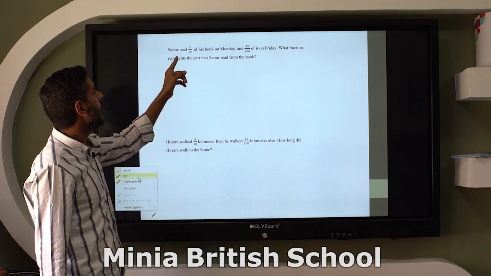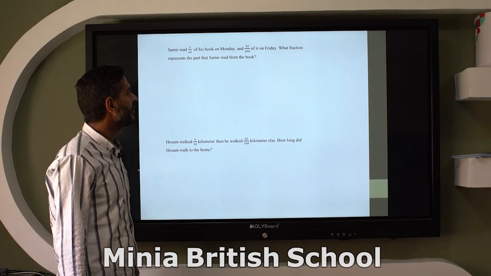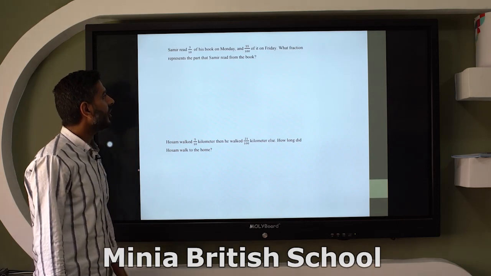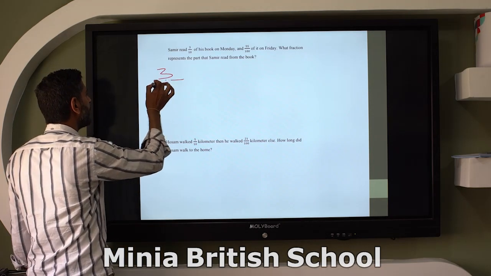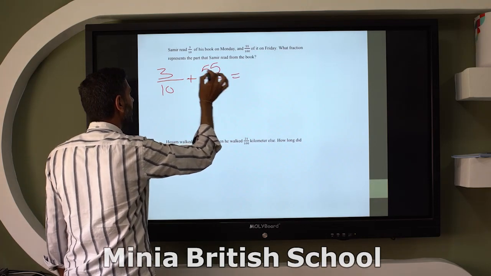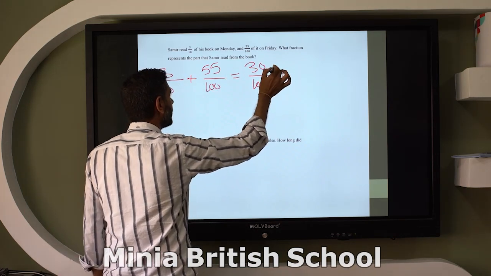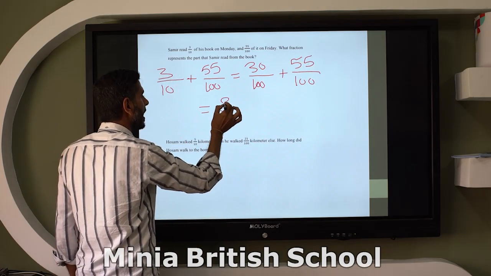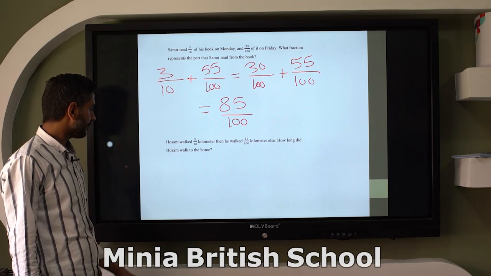Here, Samir read 3 over 10 of his book on Monday and 55 over 100 of it on Friday. What fraction represents the part that Samir read from the book? So all of them here, 3 over 10 plus 55 over 100. It equals, add 0 up and down, 30 over 100 plus 55 over 100. So it equals 85 over 100. You can write it as a decimal also.